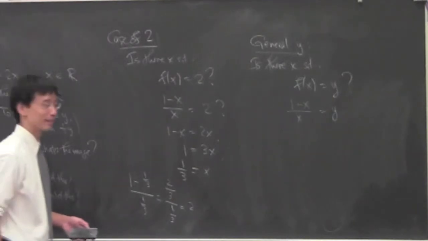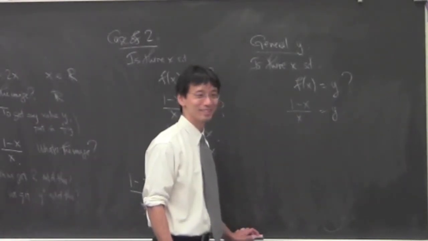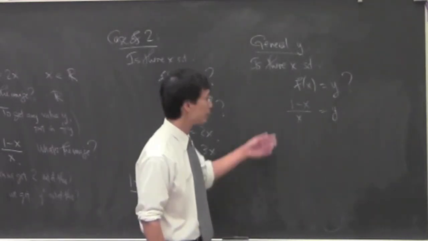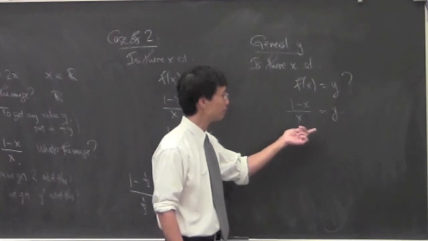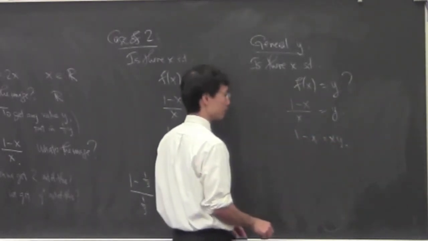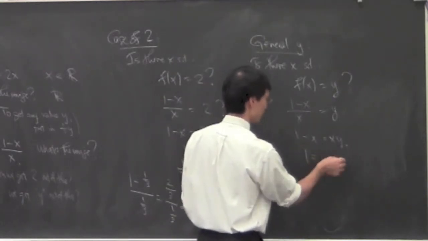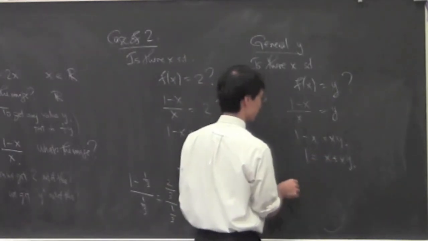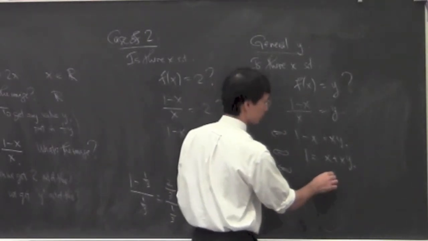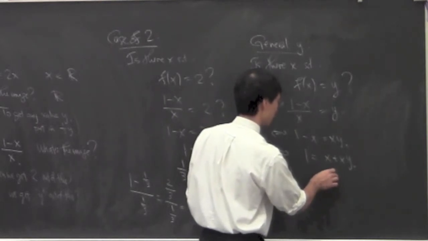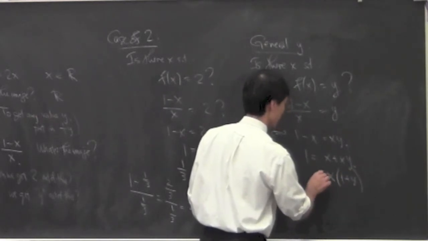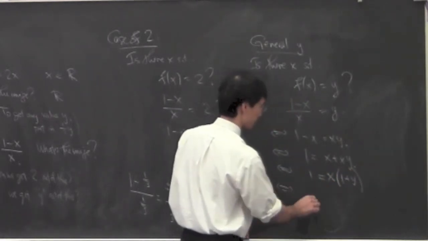What do we need to do? Multiply by x. Add x to both sides. x plus y. And then you factor out x. So x is 1 plus y, x times 1 plus y, and then you have that quantity.